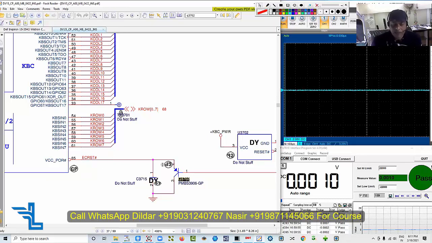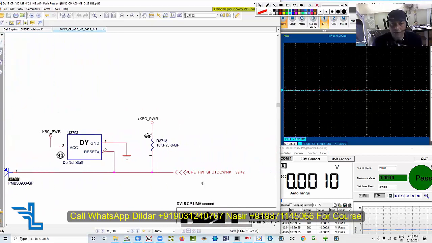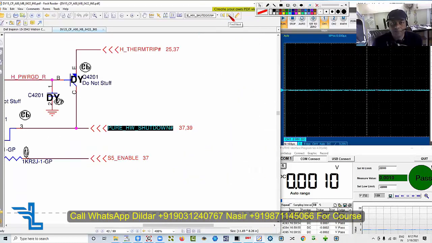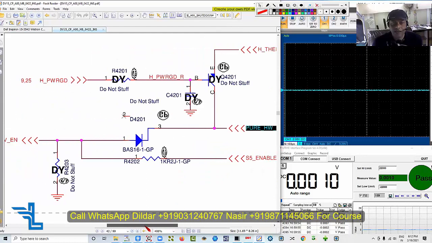So it was having a glitch, and I found that Q3702 was having a problem, and now it was going to pure hardware shutdown. This 3 volt was having a problem. It was having a low voltage because that transistor was bad. If you copy this portion, you will find where it is going.